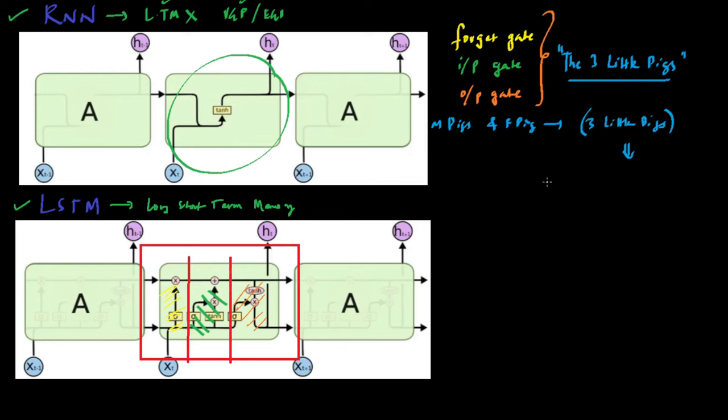So one of the pigs went and created a house using straw. Another pig went and created a house using wood. So this one using straw, this one using wood. Wood as in some broken wood from trees and all those things. The third pig could not build a house.